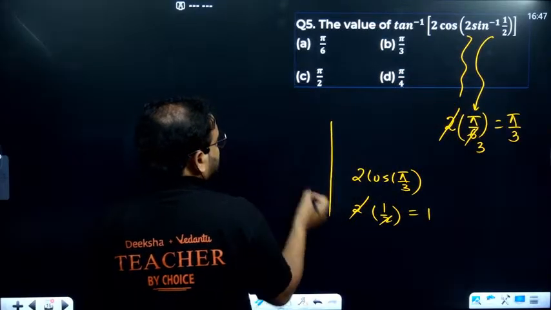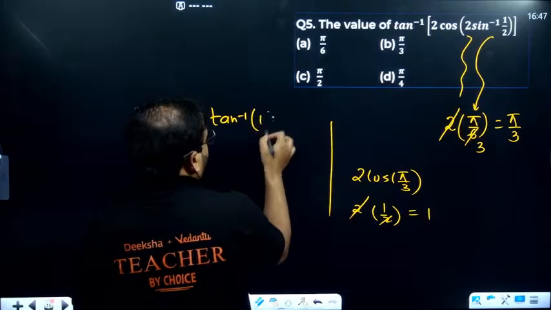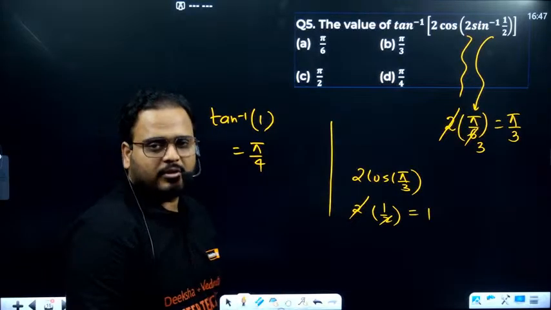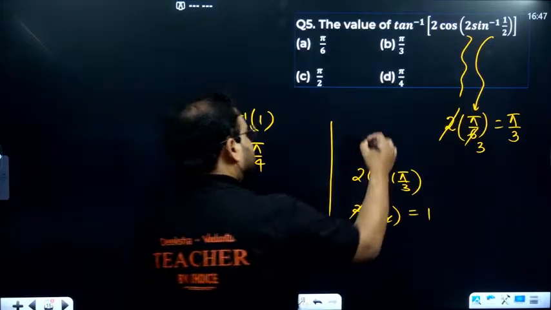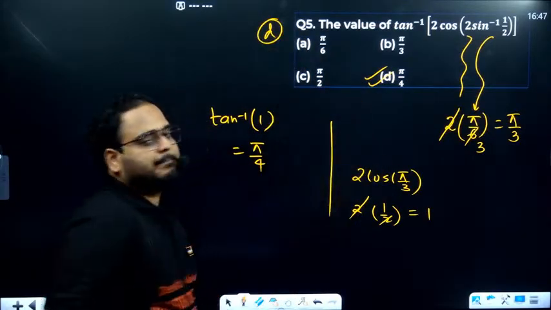What is the next stage? The last one, which is tan inverse of 1. Tell me you know the answer. Of course, sir, pi by 4. Wasn't it very easy? Yes. And yes, this is a PYQ, by the way. This is a PYQ.